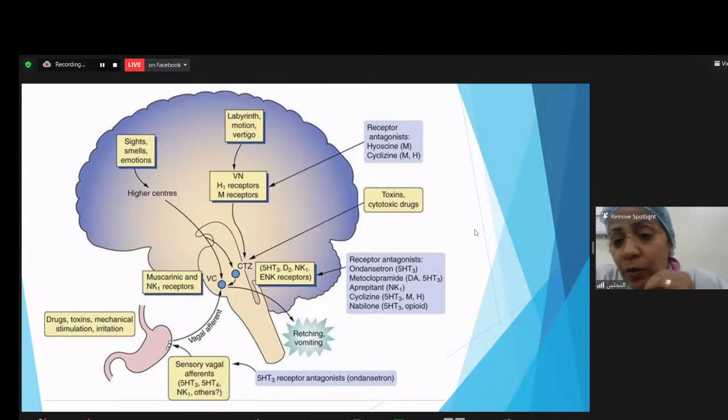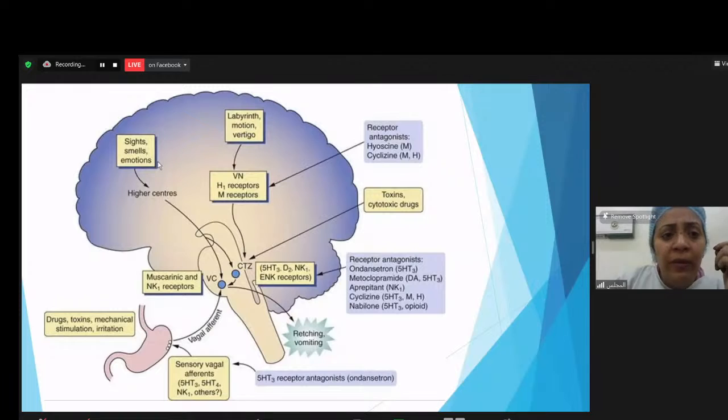So knowing these receptors, you will know which drug you are going to choose. And if you are going to add a drug, you have to know that I'm adding this drug because it's working on another receptor that will inhibit vomiting. Just like a multimodal thing. Okay, so this is the one path: the vestibular nuclei, chemoreceptor trigger zone, then the vomiting center.